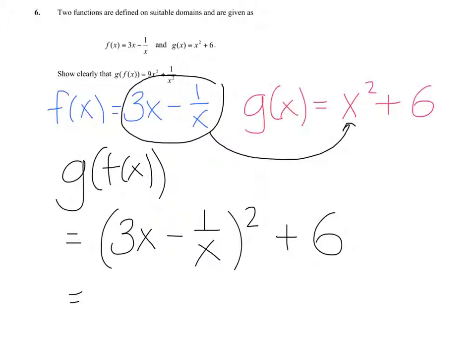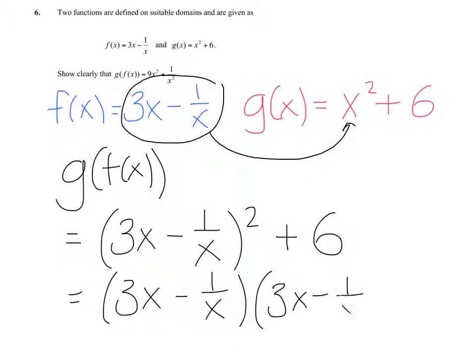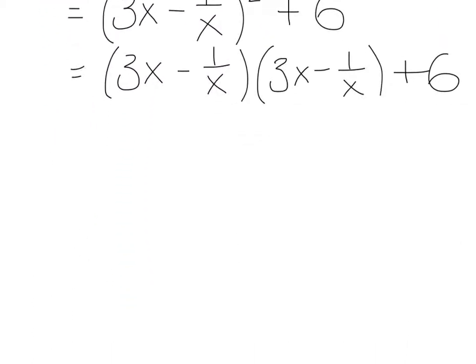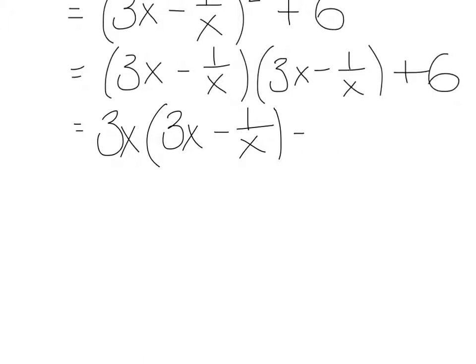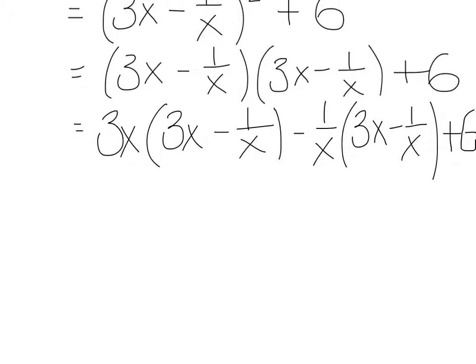So 3x minus 1 over x all squared is that thing multiplied by itself. So 3x minus 1 over x times 3x minus 1 over x, and not forgetting the plus 6. So what we need to do next is multiply the brackets out. So we'll have 3x from the first bracket multiplying bracket 2, and then minus 1 over x from the first bracket multiplying bracket 2, and then not forgetting the plus 6 at the edge.